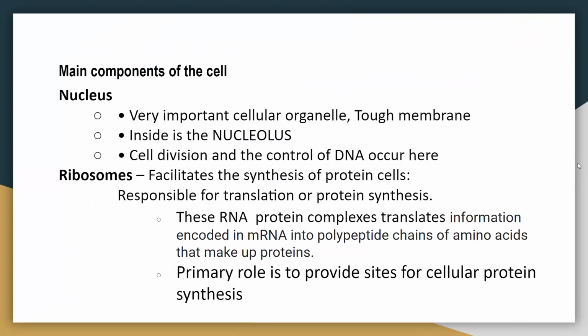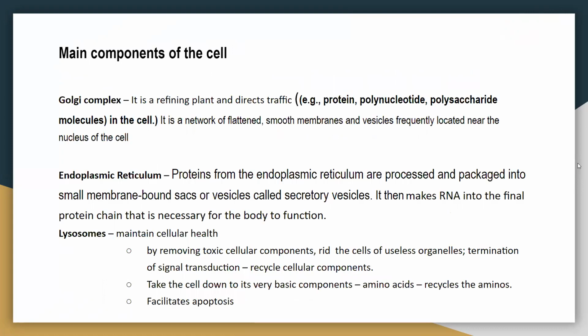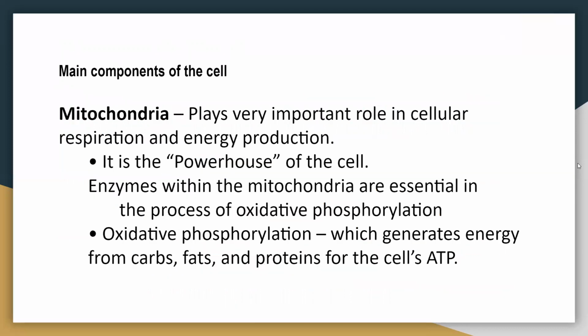The second slide is describing nucleus and ribosomes. The keywords are also highlighted for you to study. In the third slide, we have the Golgi complex, which is important because it is the refining plant and alters the traffic of protein, polynucleotide, and polysaccharide molecules. Endoplasmic reticulum is also important because it makes RNA into the final protein chain, through processing and packaging of those secretory vesicles. Lysosomes are also important because they facilitate apoptosis.